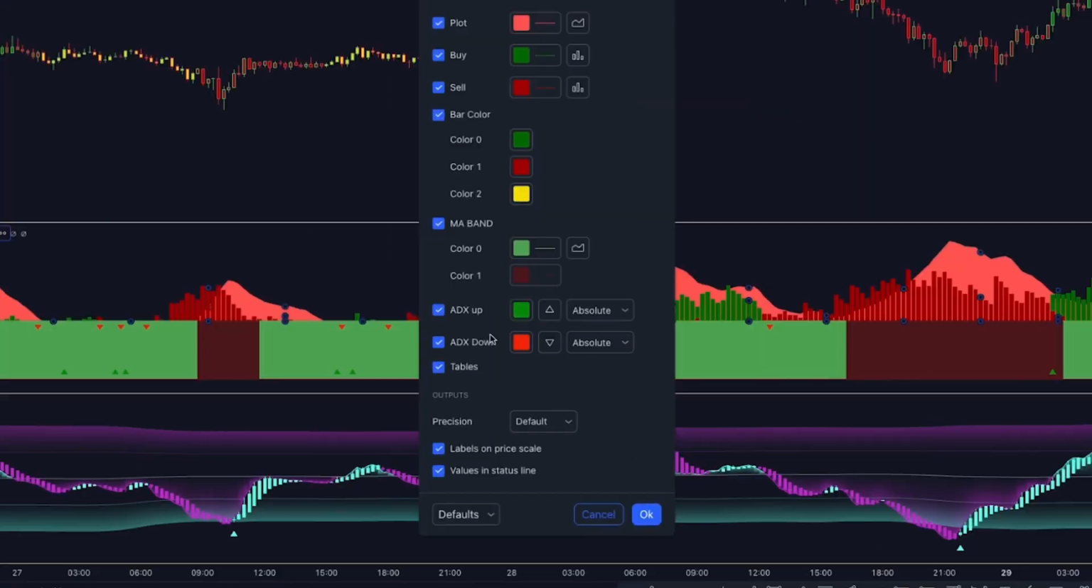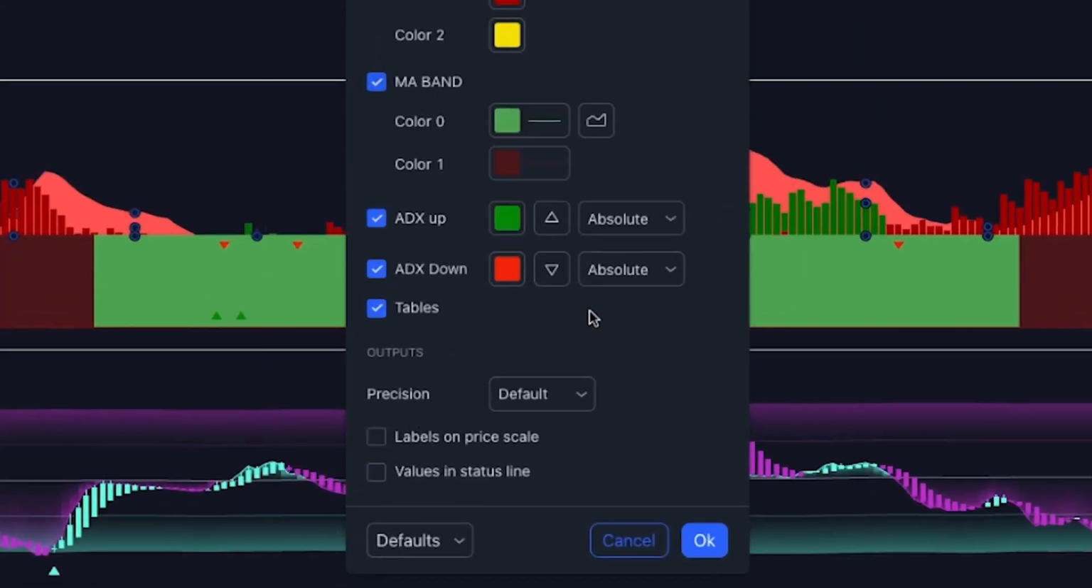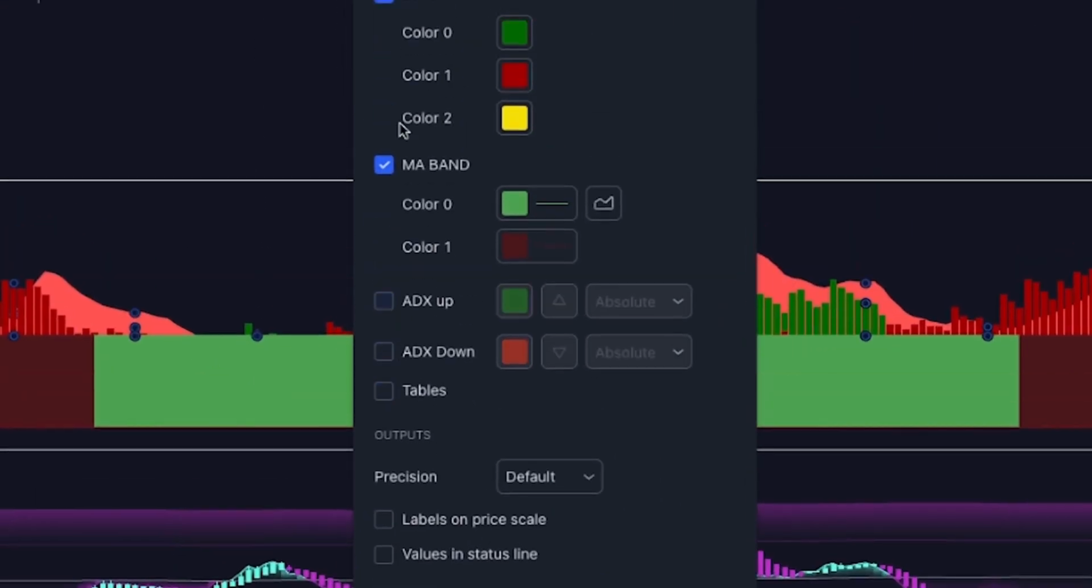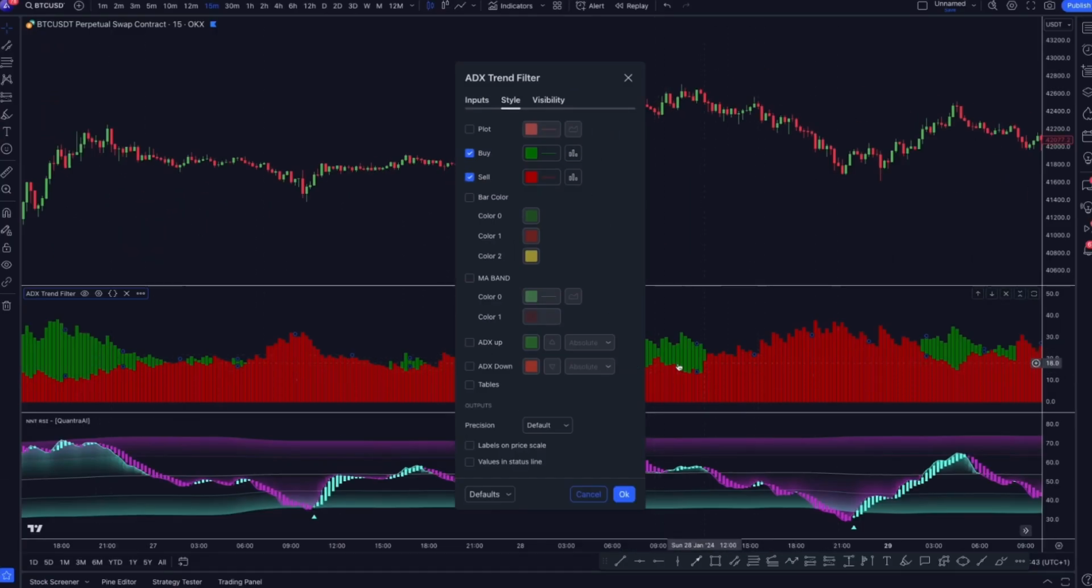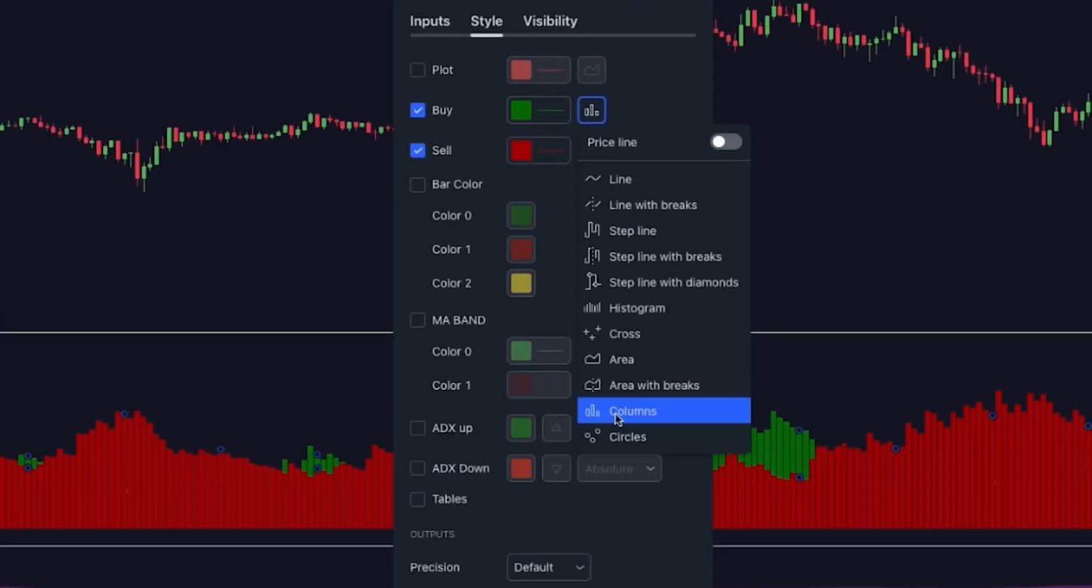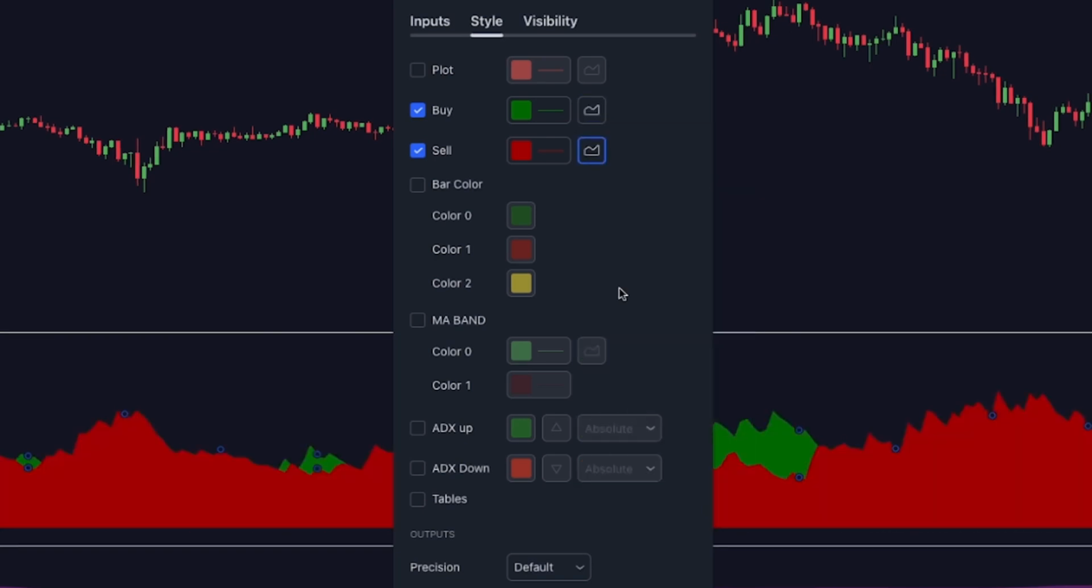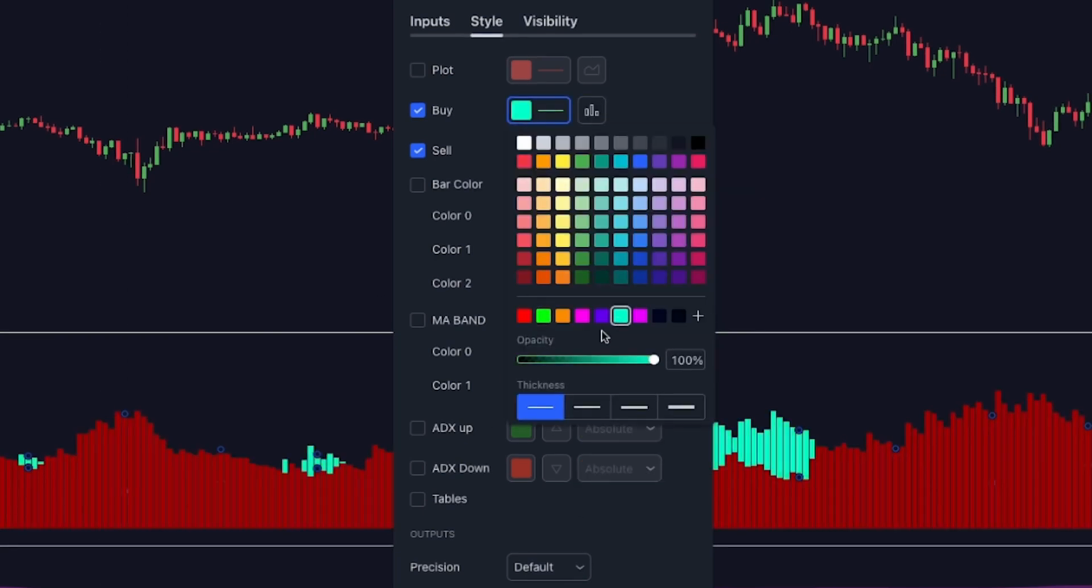Once it appears, you'll notice it has too much visual information that might be overwhelming. So we'll clean it up by turning off unnecessary options, including the bar color and plot lines, leaving only the buy-sell columns visible. Personally, I'll adjust them to match the RSI below for a cleaner look.